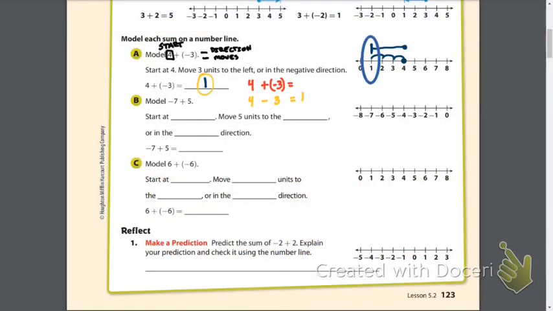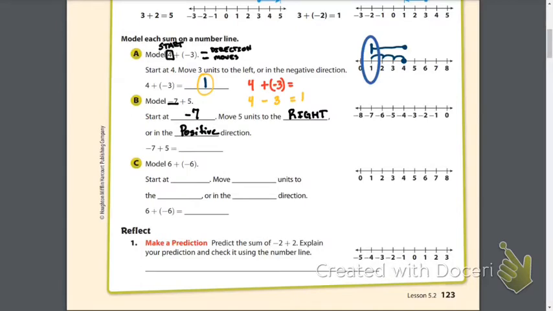Remember, the first number always tells us where to start. In this case, my negative 7 is where I'm going to start. So I'm going to start at what number? Negative 7. Very good. My second number tells us the direction and how many spots to move. So we're going to move 5 units to the, what is it? Positive, so you move to the right. Very good. We said it was positive, so in the positive direction.